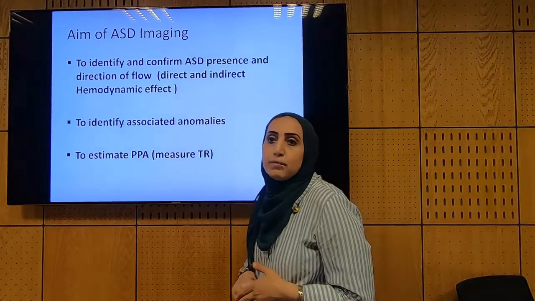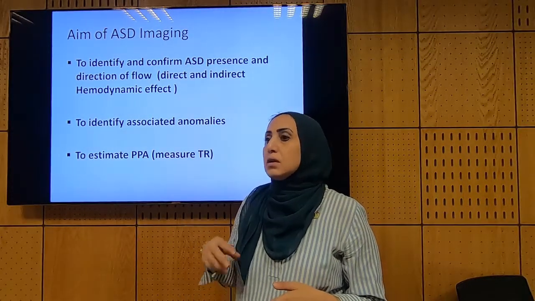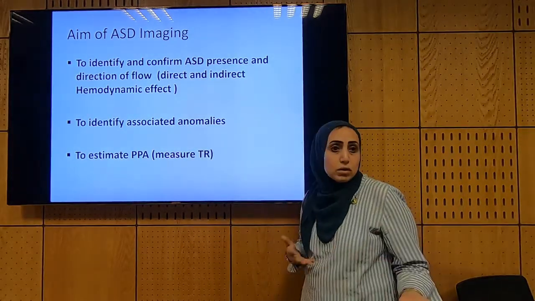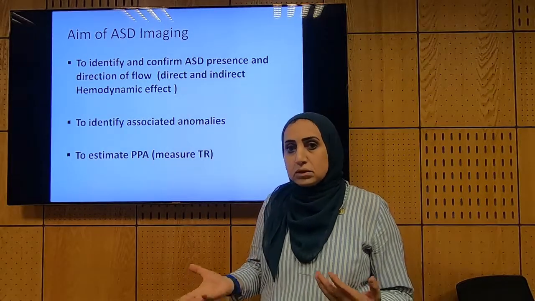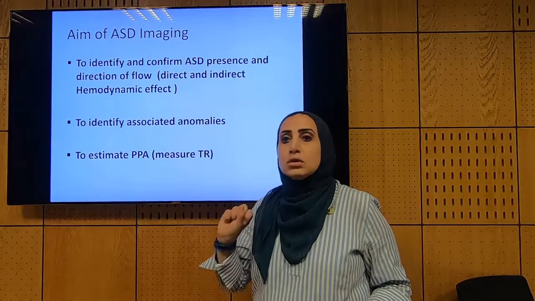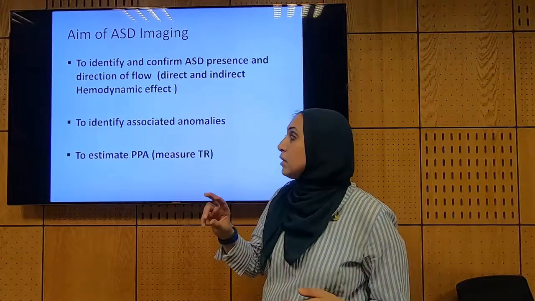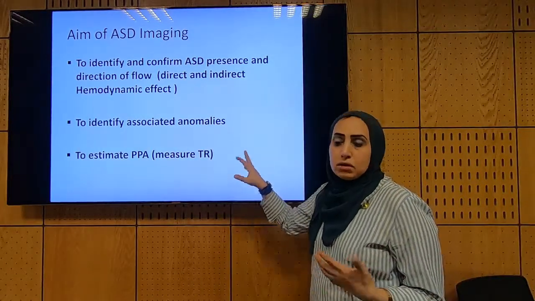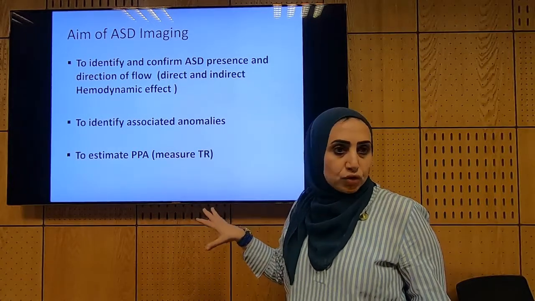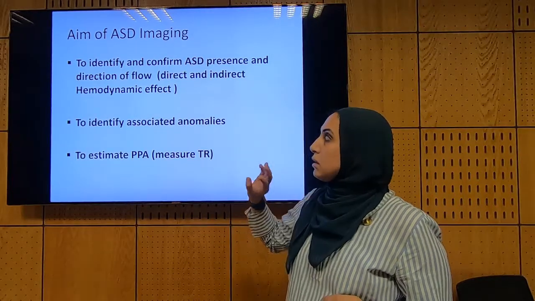Second thing, that we have 4 types of ASD, and with each type there is a preference to have an associated lesion. So that everything is possible, but common is common. So with the ASD primum, you find an associated lesion. With the sinus venosus defect, you find another associated lesion, but common is common. And the third point, we have to estimate the pulmonary artery pressure.